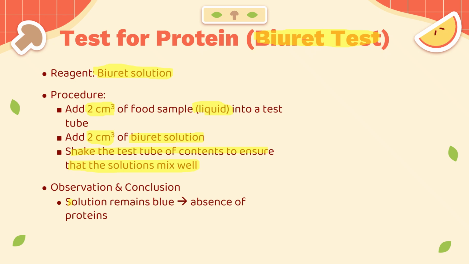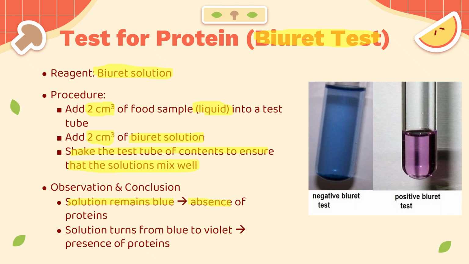If the solution remains blue, it means that there is an absence of protein. However, if the solution turns from blue to violet, it means that there is presence of protein. So over here, Biuret solution is this color, it's already blue. After you add Biuret to the decant, if it still remains blue, it means that there is no protein present. However, if you add Biuret solution to the decant and it becomes violet, it means that there is presence of protein. So the coloration actually tells you whether there is protein or not.